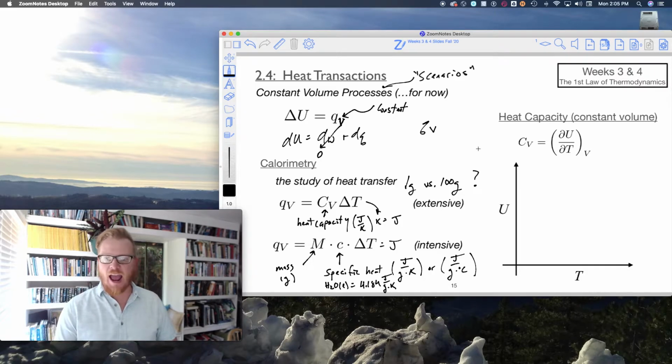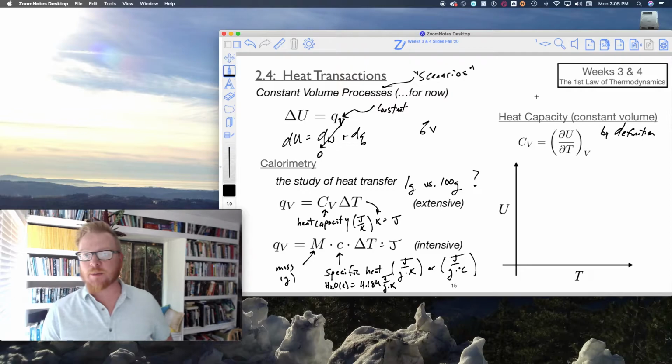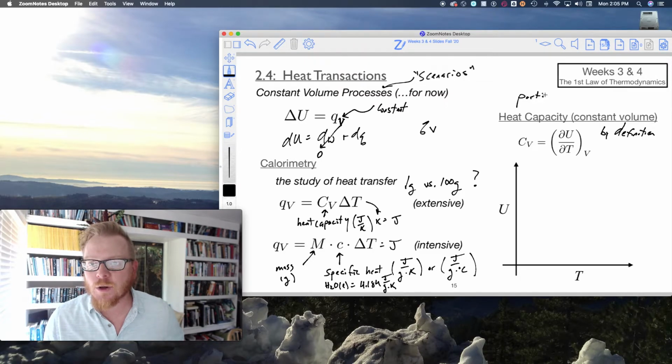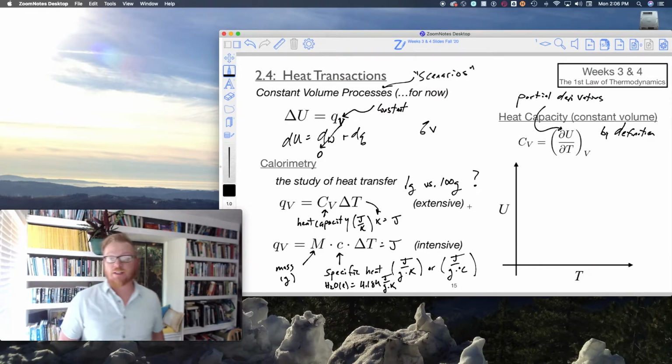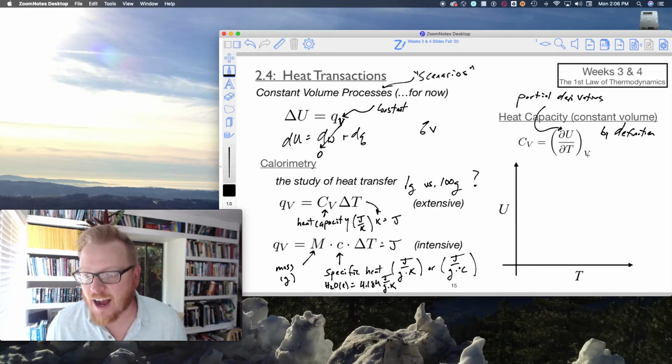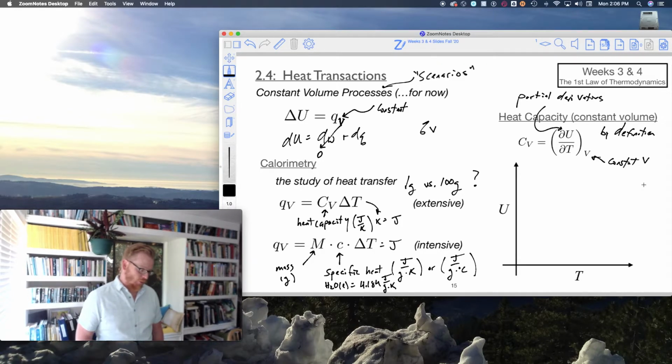So if we look now, by definition, heat capacity is the partial, and don't forget what partial derivatives are, okay? Partial of U with respect to the partial of T at constant volume. Okay, at constant V, okay?